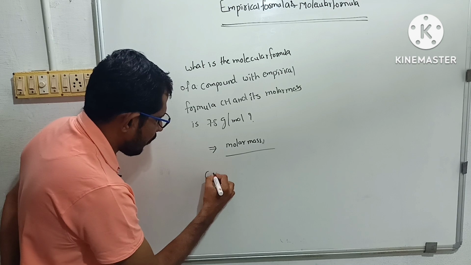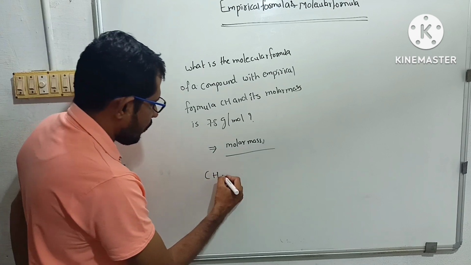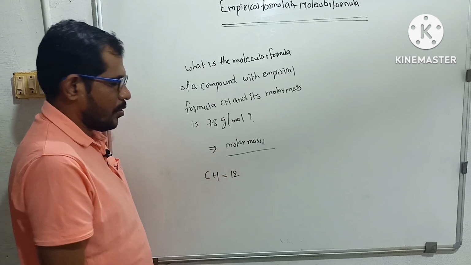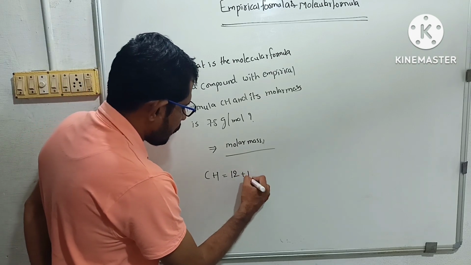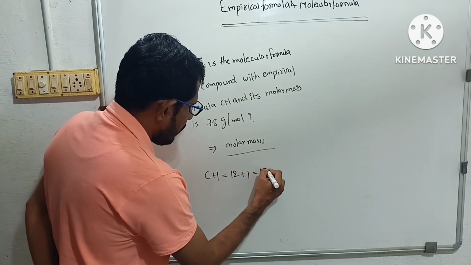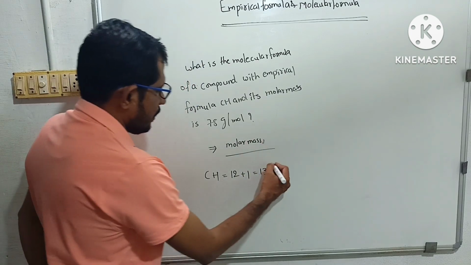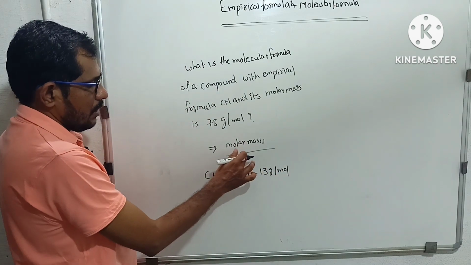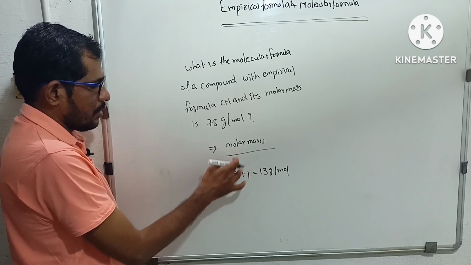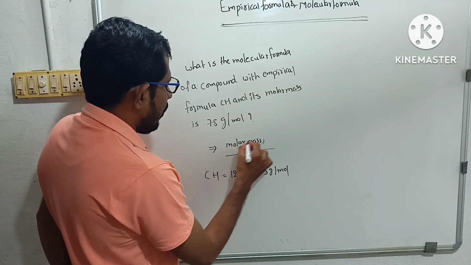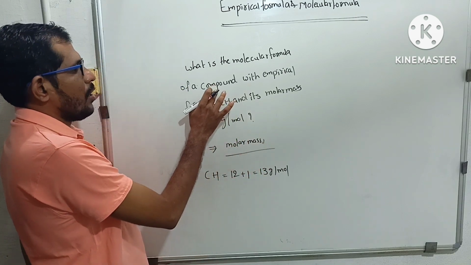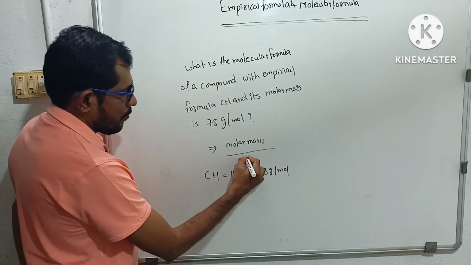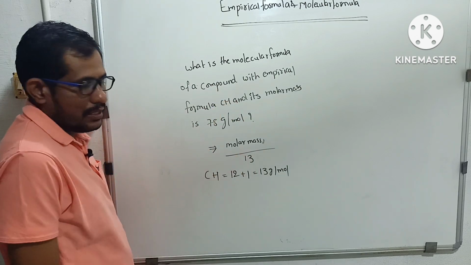So what is the empirical formula? It is CH. Carbon's atomic mass is 12, and hydrogen's atomic mass is 1. So its mass is 13 grams per mole, and that you need to mention here. Then divide the molar mass by the molar mass calculated from the empirical formula.